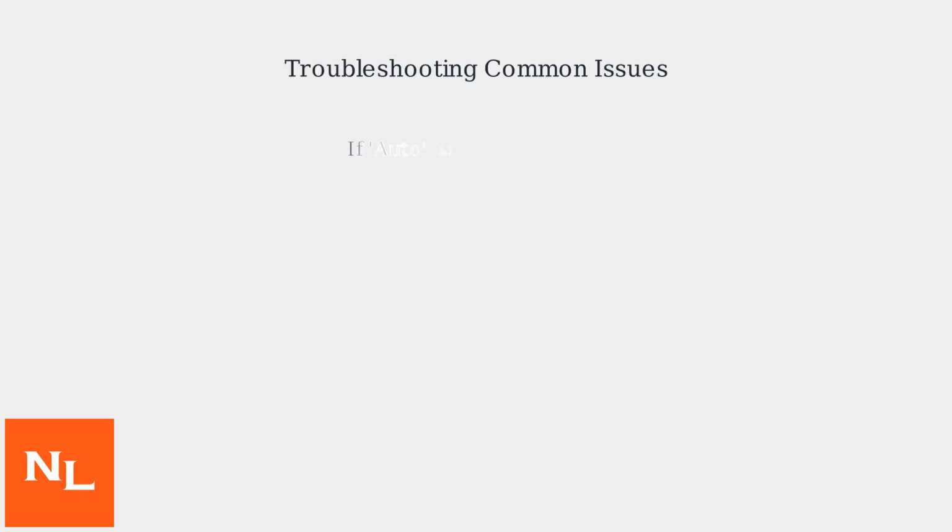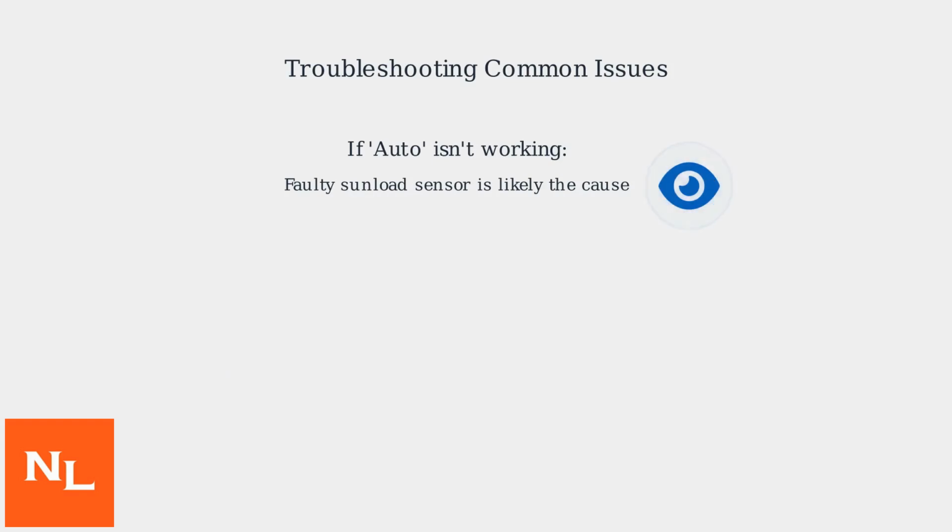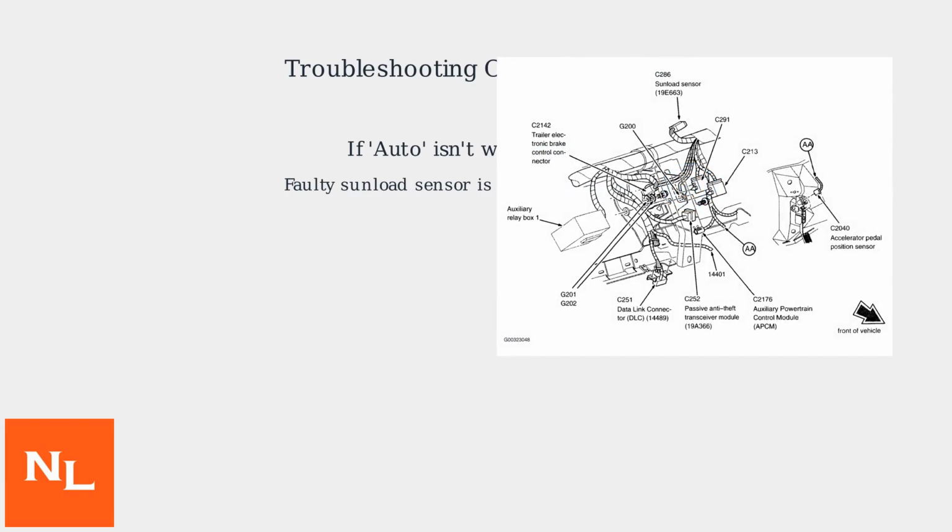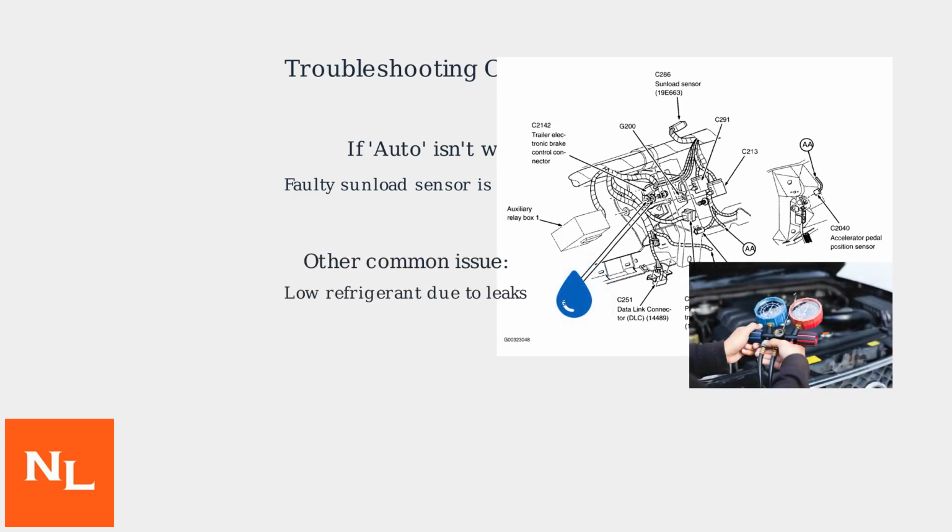When troubleshooting common issues with your Accord 7's automatic climate control, start by checking if the auto mode isn't working. A faulty sun load sensor is often the culprit, as it helps the system detect sunlight and adjust temperature accordingly. Another frequent problem is low refrigerant levels, caused by leaks in the system. This affects cooling performance and can lead to compressor failure if not addressed.